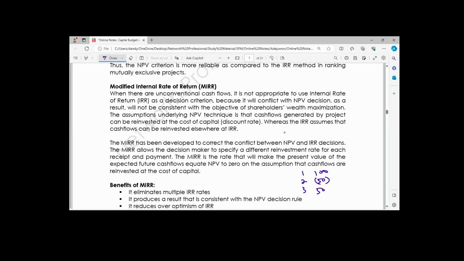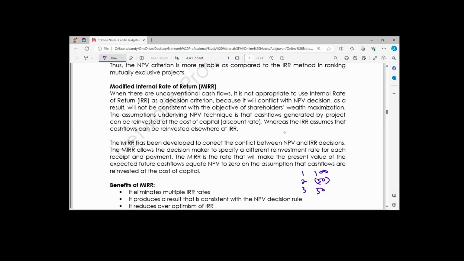So when there are unconventional cash flows, it is not always appropriate to use internal rate of return as a decision criterion. This is because it will surely be conflicting with the decision of NPV. And if it conflicts with the decision of NPV, it will not be in consonance with the shareholders' wealth maximization objective.